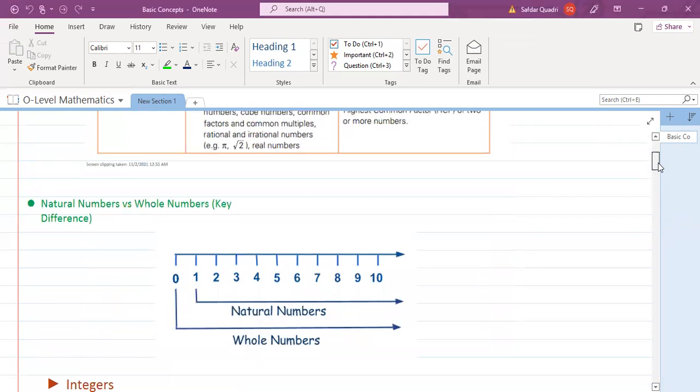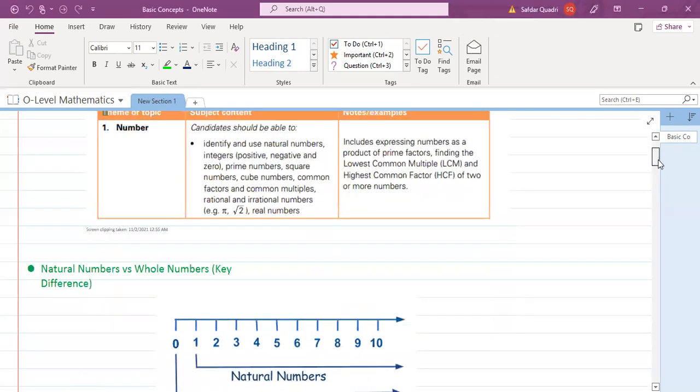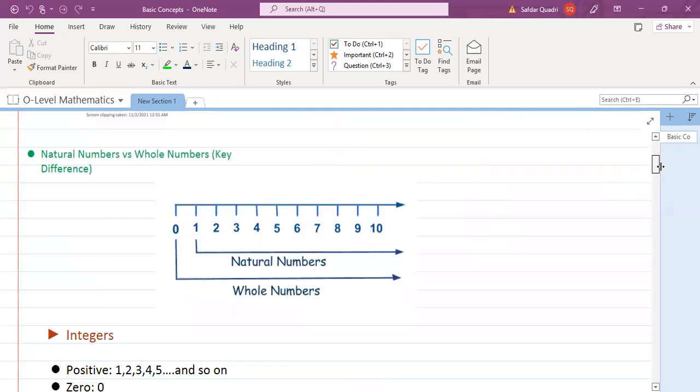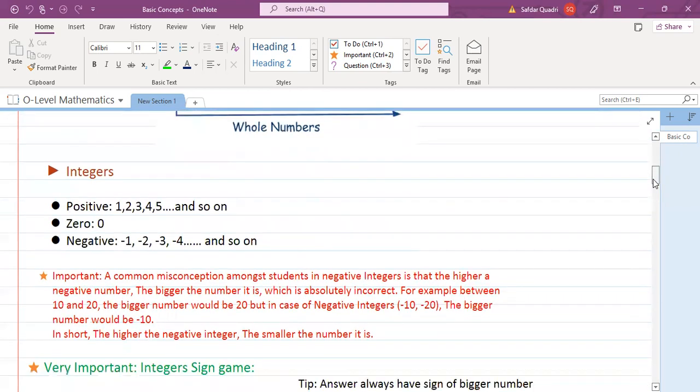First up, we have natural numbers versus whole numbers. What are natural numbers and whole numbers? The natural numbers start from 1, and whole numbers start from 0. So the main difference between these two is that natural numbers start from 1 and whole numbers start from 0, and the line goes on from here. Then we have integers. What are integers?